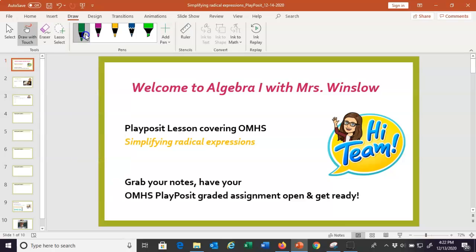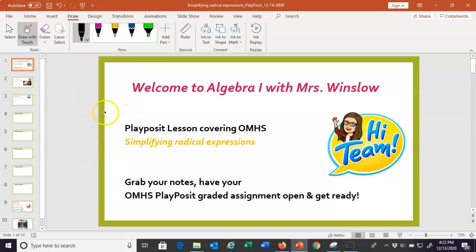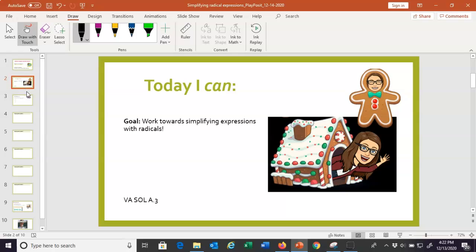I'll remind us here at the beginning, don't forget that at any time you can pause this recording, whether you're in the Play Pause It or you're watching the View Pure link. You can pause it at any time. Again, we're going to be working towards simplifying expressions.